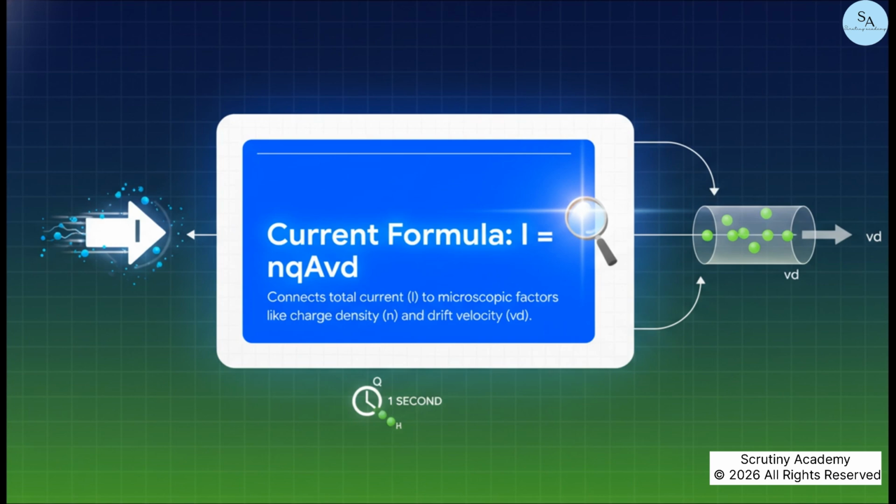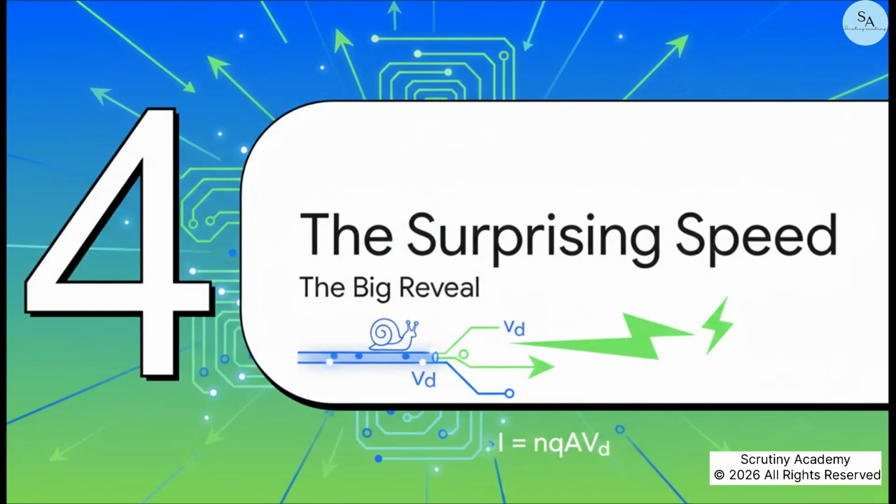What's so amazing about this is how it perfectly connects the big picture current that we can measure with an ammeter to the tiny, slow secret life of individual electrons. All right, theory time is over. Let's put our shiny new formula to the test with a real-world example. And finally, get an answer to that question we started with.